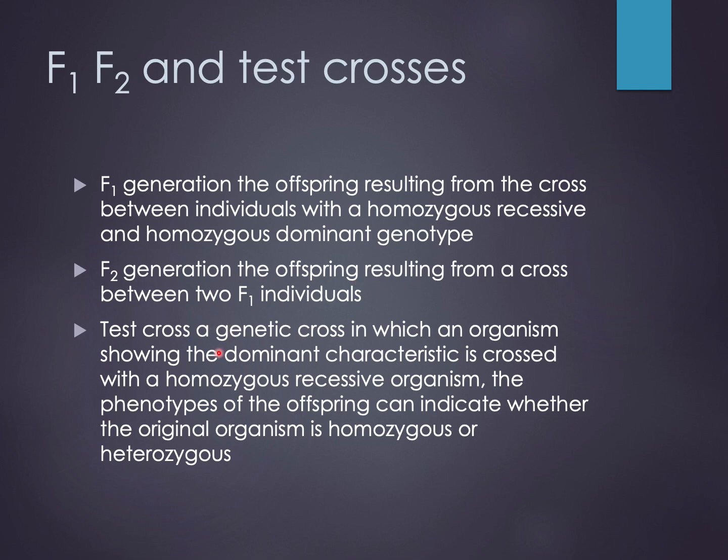Test crosses, this is actually doing your Punnett squares, where you would take the gametes and cross them. This allows you to see if the offspring are going to be homozygous recessive, heterozygous, or homozygous dominant.